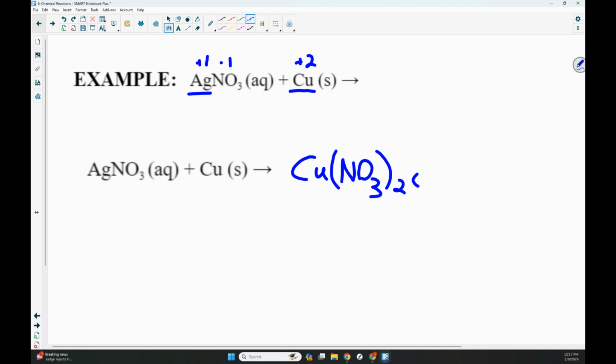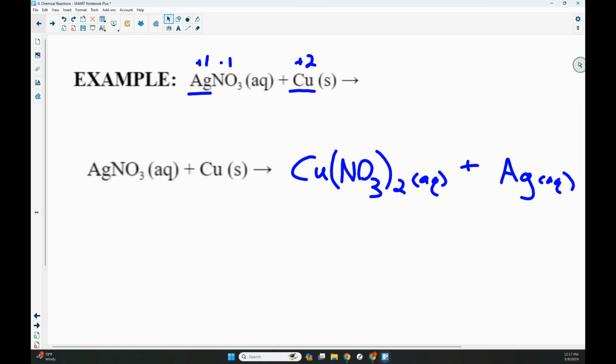This, by the way, is going to be aqueous. That means it's dissolved in water. Don't worry about how you know that at this point. Just take my word for it. And then by itself, we have the broken-hearted silver in this case, all right? Silver leaves the dance alone, and it's also going to be aqueous.